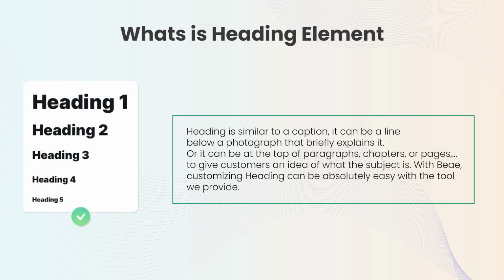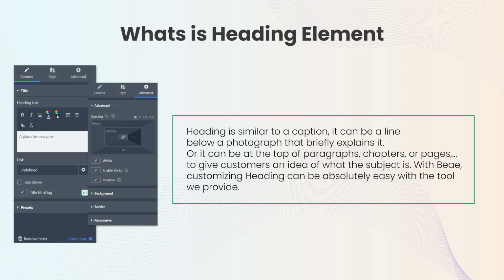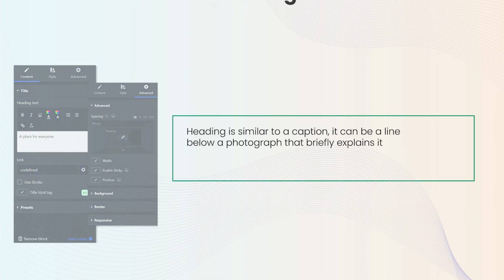Heading is similar to a caption. It can be placed below a photograph that briefly explains it, or it can be at the top of a paragraph, chapter, or page to give customers an idea of what the subject is. Customizing headings can be absolutely easy with the tool we provide. Let's use and optimize the heading element of Beae to the fullest.